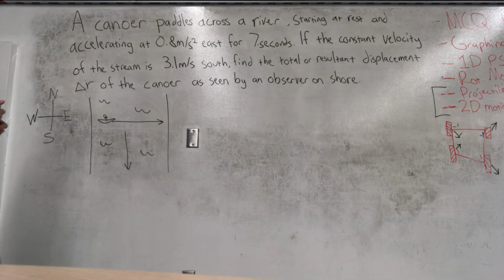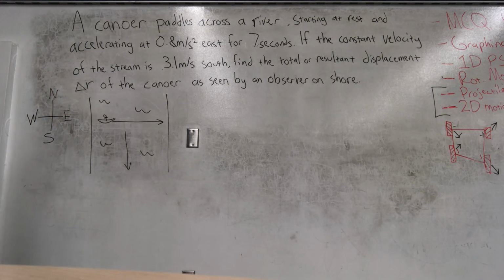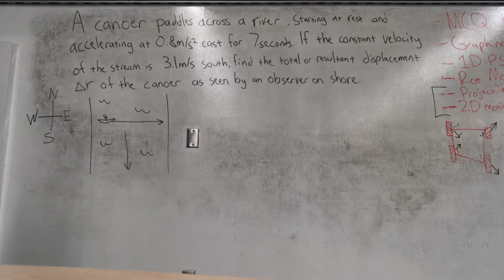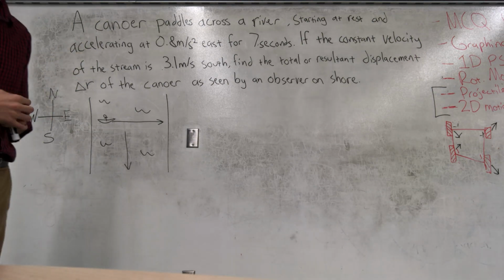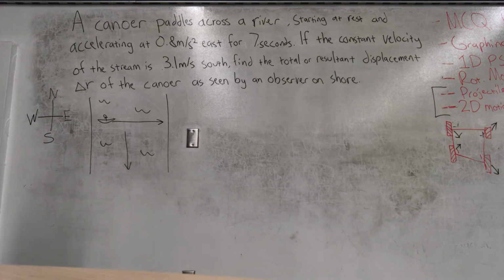A canoer paddles across a river, starting at rest and accelerating at 0.8 meters per second squared east for 7 seconds. If the constant velocity of the stream or the river is 3.1 meters per second south, find the total or resultant displacement, delta R, of the canoer as seen by an observer on shore.